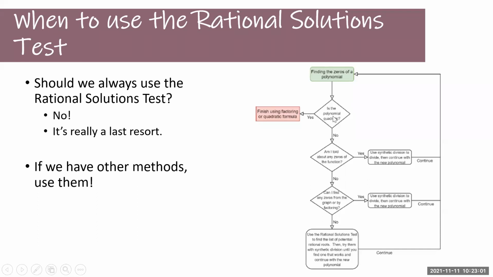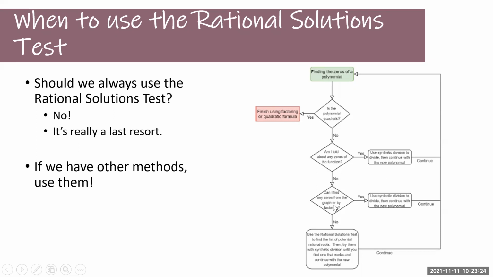First, look at the polynomial. Is it quadratic? Because if it's quadratic, use the quadratic formula or some other quadratic method that we've learned. If it's not quadratic, then think about, do we know any of the zeros? If we know a zero, use synthetic division, and then you have your remaining polynomial. Then you can go through with that and go back and find those zeros.